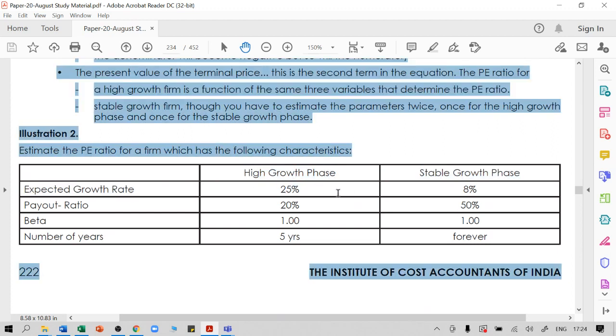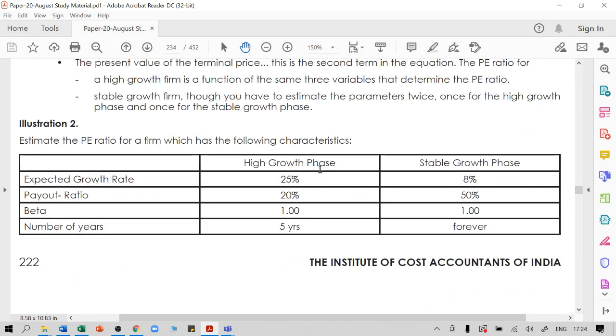High growth phase and stable growth phase. Let me first tell you what this high growth phase and stable growth phase are. Look here, it says that high growth phase is for 5 years, while stable growth phase is forever. This is for infinite years. And the high growth expected is 25%, while stable growth expected is 8%.